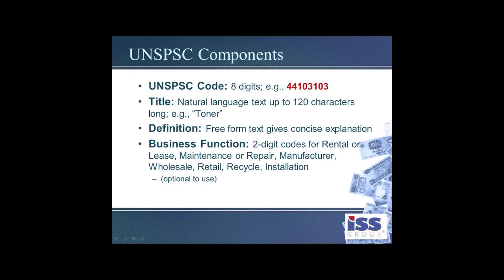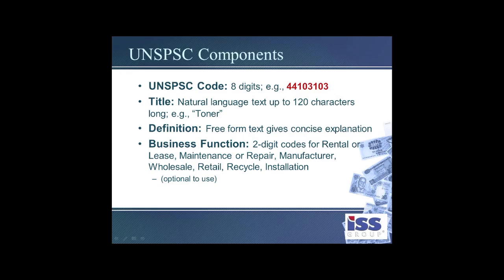Field associated with this that allows freeform text, which allows a much more complete explanation of what this code is about. On top of this, there's the capability of a business function, which means that you can allow for rental or lease or maintenance or repair or other ways that it's used. Now, why is this important?